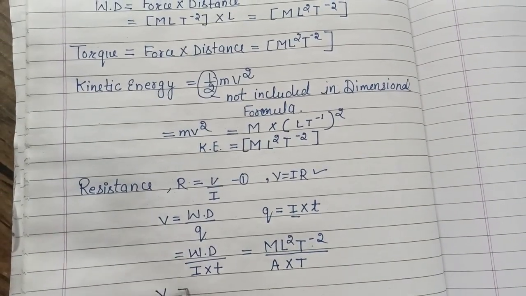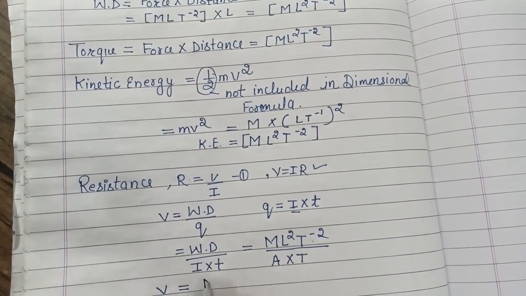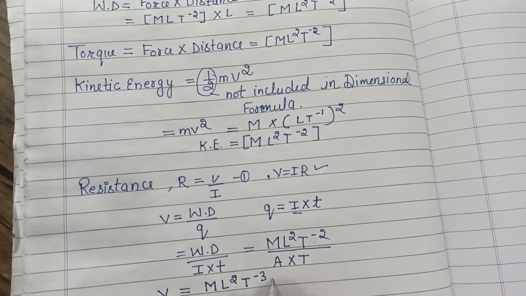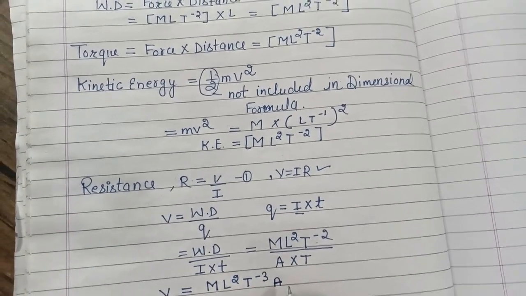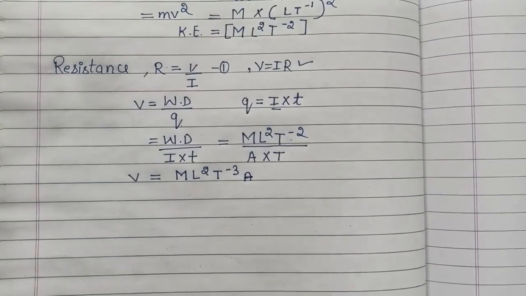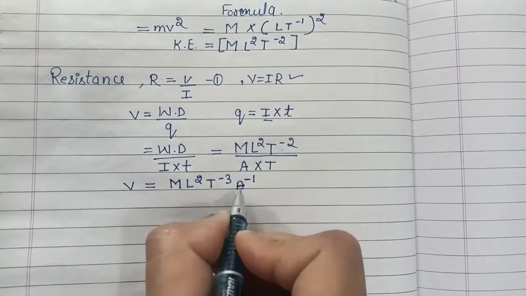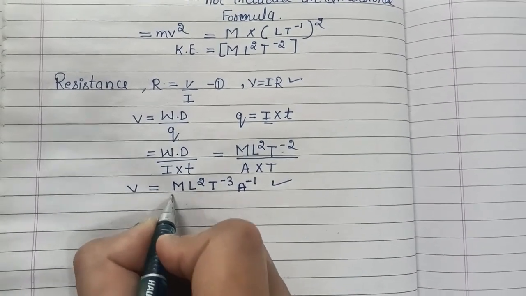So the dimensional formula for voltage is ML^2T^-3A^-1. That is the dimensional formula for voltage.